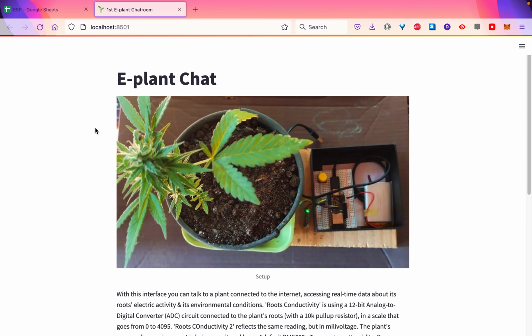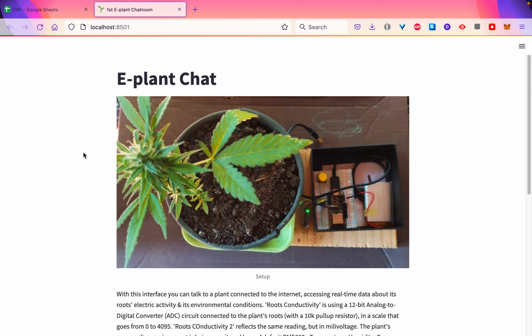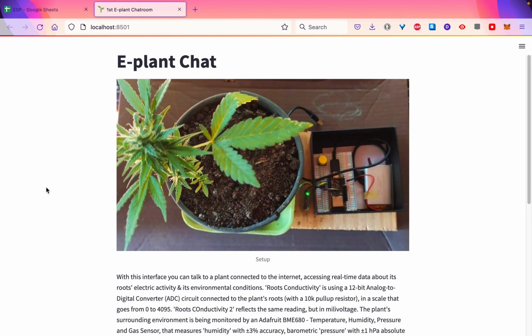Hey everyone, this is Danilo and I'm recording this video to demonstrate the eplant-AI-chat, which is an interface that uses GPT from OpenAI to roleplay a plant, the one that you see in this picture here, while accessing real-time sensory data from the plant.